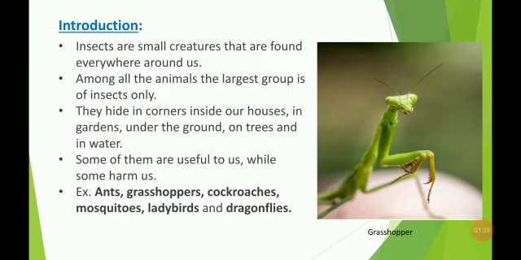Insects are the largest group of animals on the earth. Nearly a million species have been identified so far, and scientists estimate that there could be millions more just waiting to be discovered. They can be present in corners, inside our houses, on trees, and in water. Some insects are useful to us and some are harmful for us.